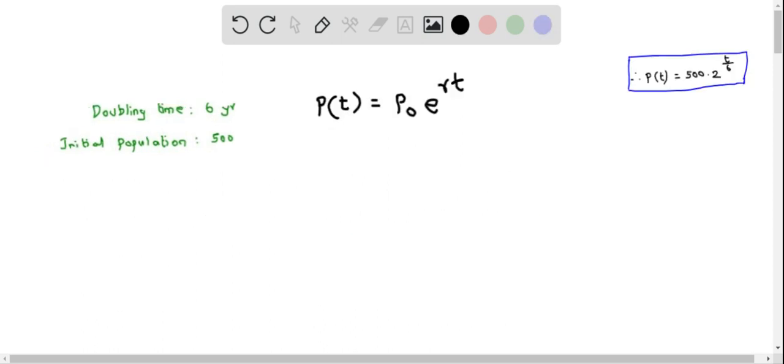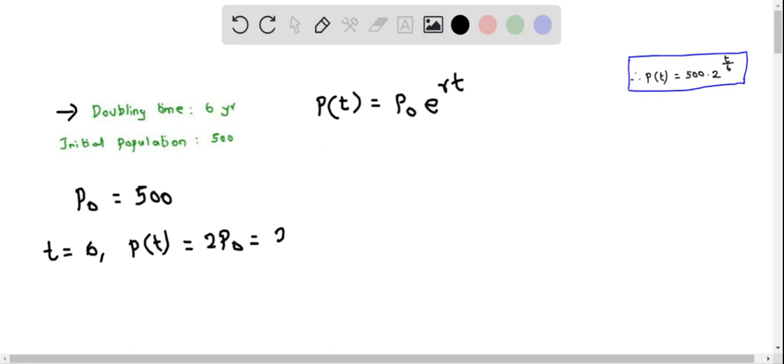We now write the population model in terms of this model equation, that is P of t equals P naught e raised to the power of rt. So let's see how to write down the model in this form. Here we know that P naught, the initial population, is 500, and doubling time is 6 years. And this means when t equals 6, the population gets doubled. That is, we can say that P of t equals 2 times P naught, and this equals 2 times 500.